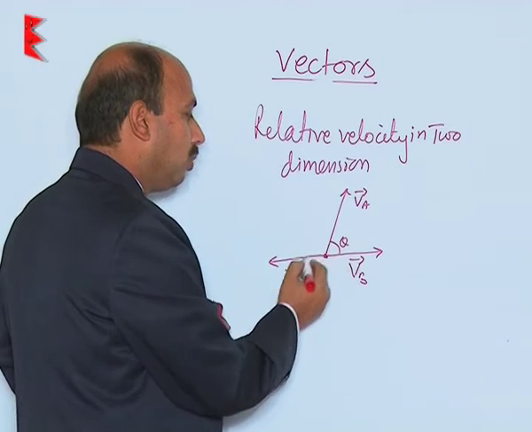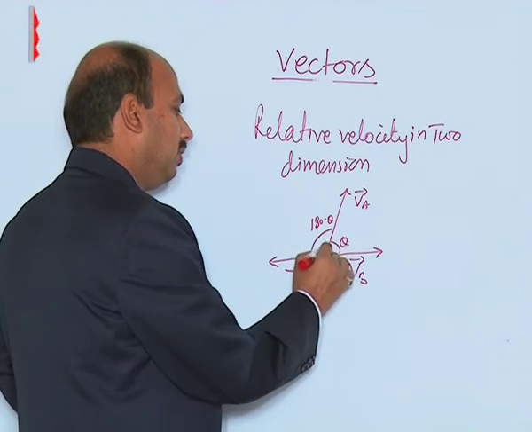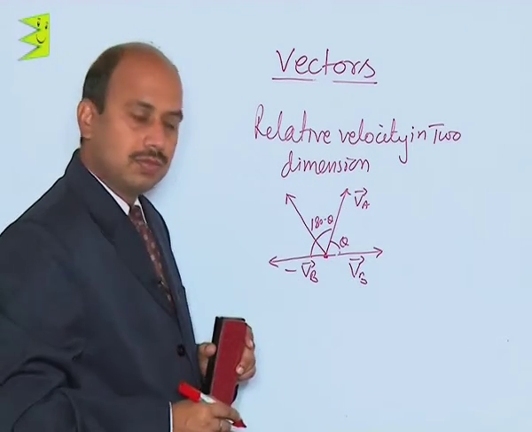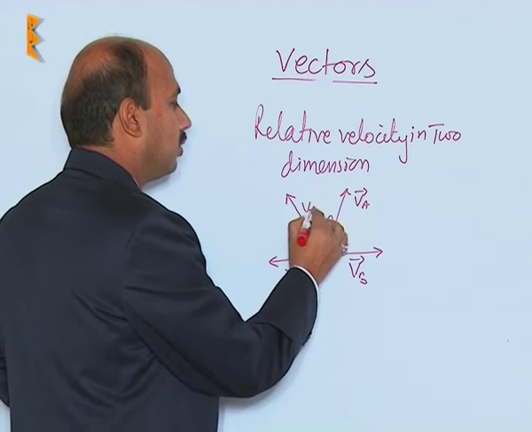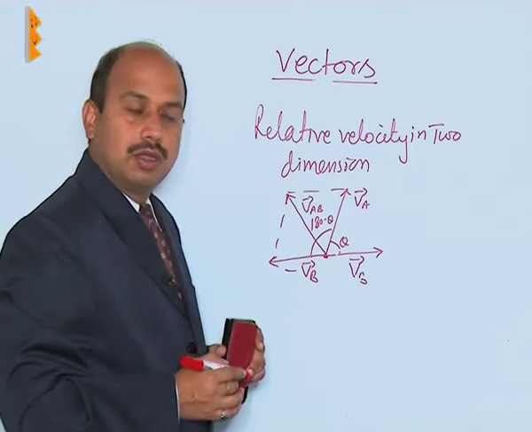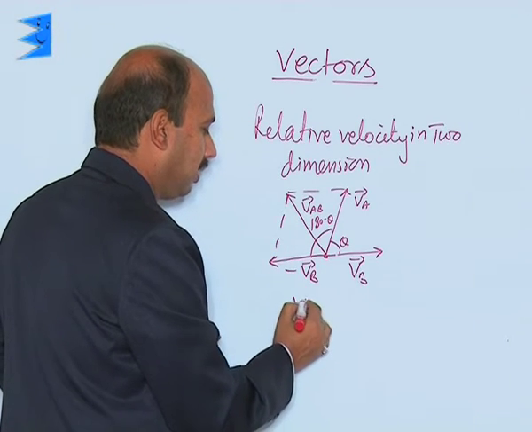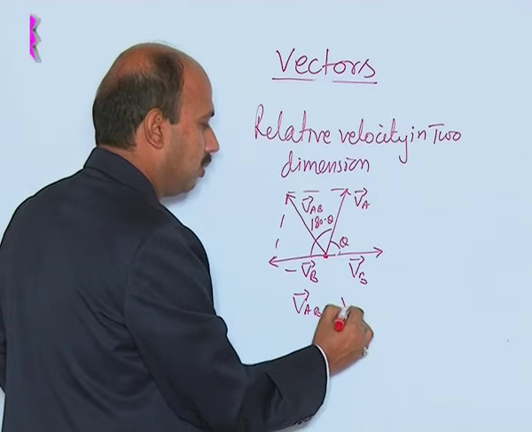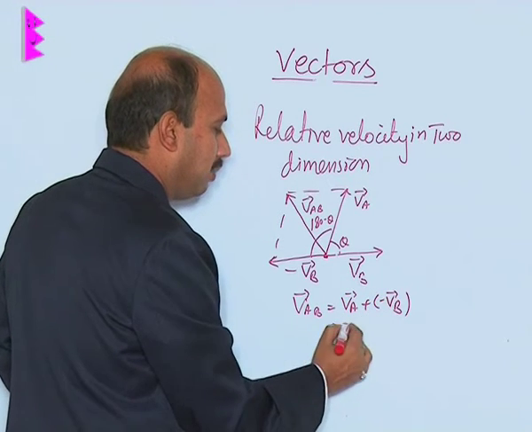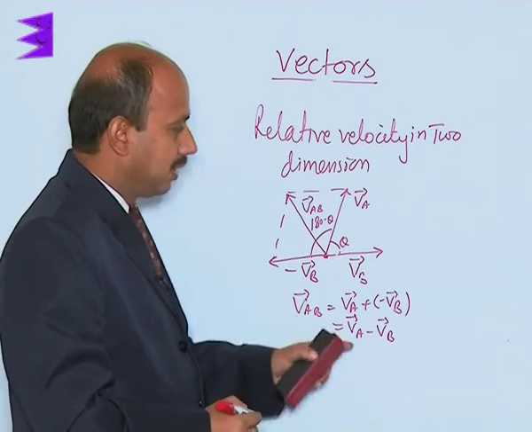Now get the resultant of these two. This angle will be here 180 minus theta. The resultant of these Va and minus Vb is acting somewhere here. And this is called relative velocity of A with respect to B. Like this. Now you can calculate the magnitude of this. You can simply write here VAB is equal to VA plus minus VB. That can be written VA minus VB. But this is the vector addition.